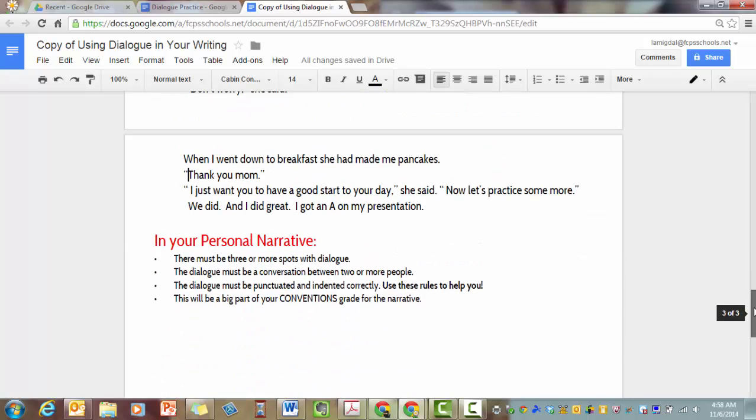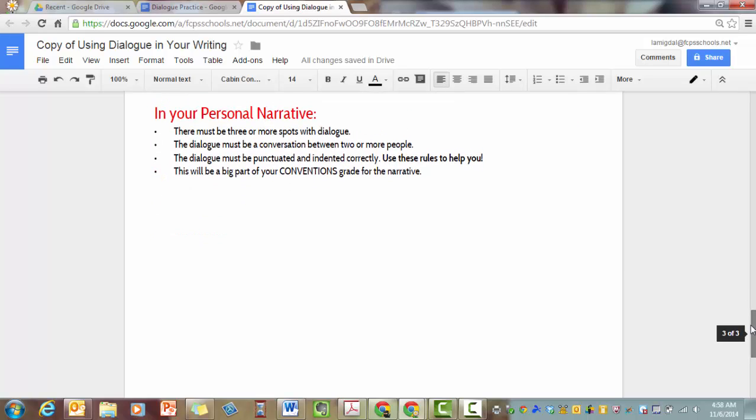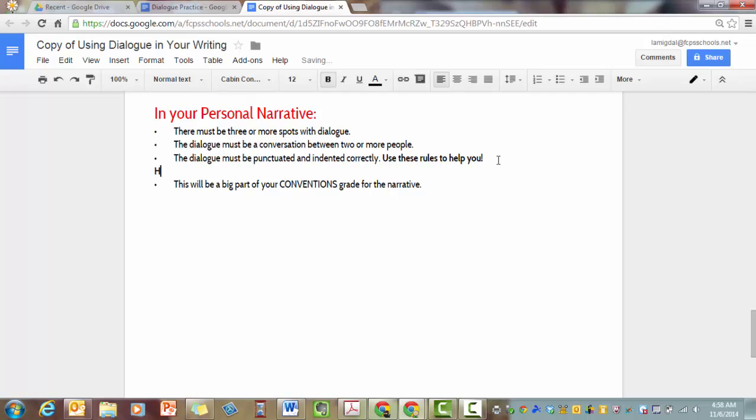And then, of course, the last thing you need to do now is go into your personal narrative. And there must be 3 or more spots with dialogue. The dialogue must be a conversation between 2 or more people. And it must be indented correctly. And this is a big part of your grade. And then highlight it in blue. Highlight the dialogue in blue. Okay? So I should be able to see it. And this is a big part of your final grade.